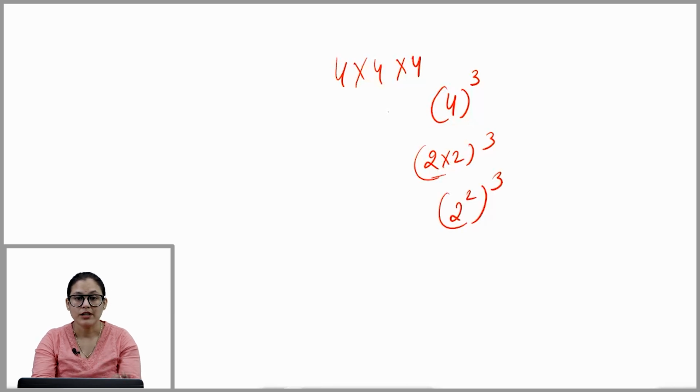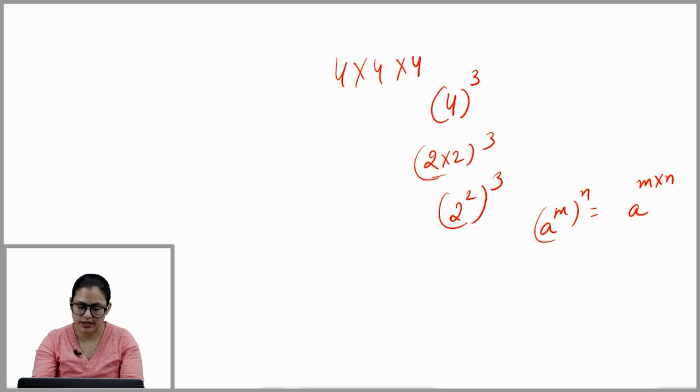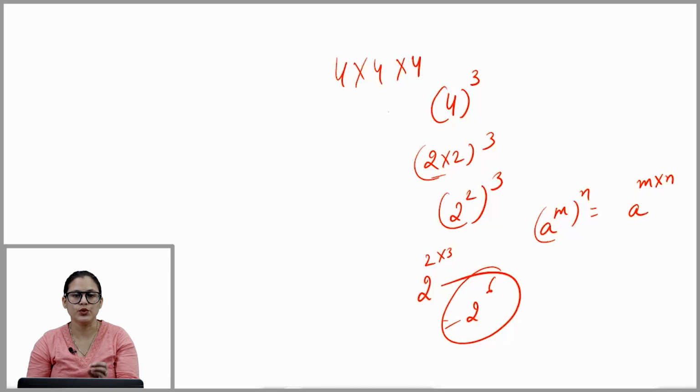Okay. So remember the formula, that is a raised to the power m raised to the power n is a raised to the power m into n, that is 2 raised to the power 2 into 3, that is 2 raised to the power 6. Okay. Similarly, you will do the second part also. Okay.